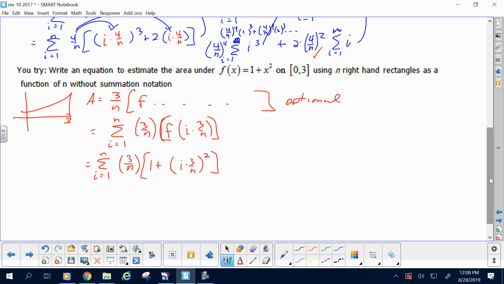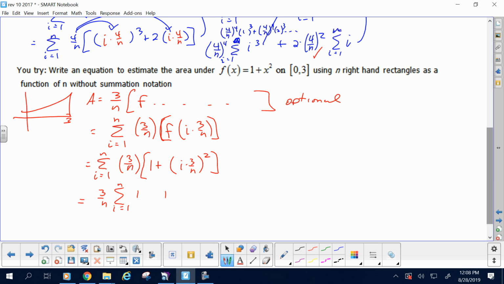But that's where I next went. Then I put in the function. The next thing, I definitely would encourage you to try and shorten up how many steps. So, for example, I'm going to have one summation that has a 3 over n outside and a bunch of 1s.